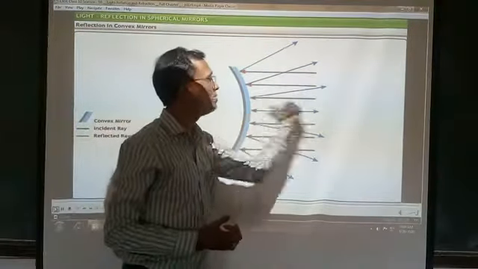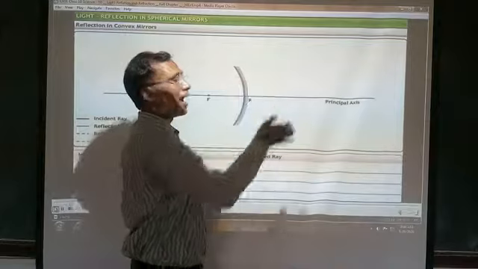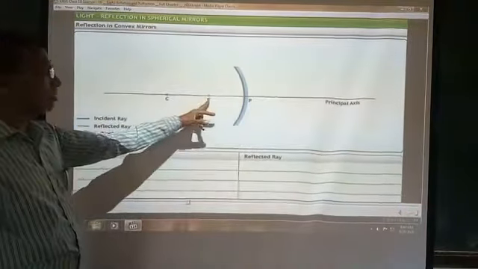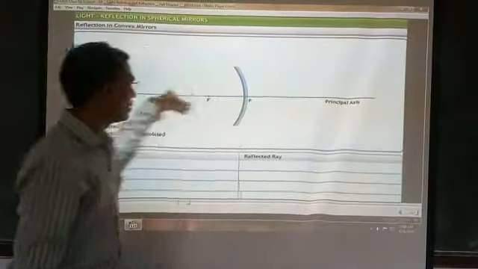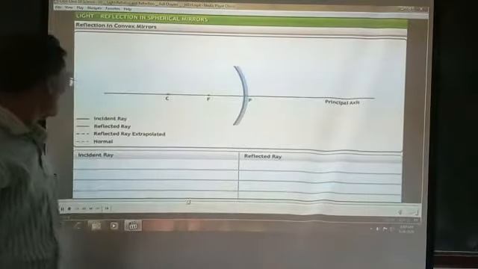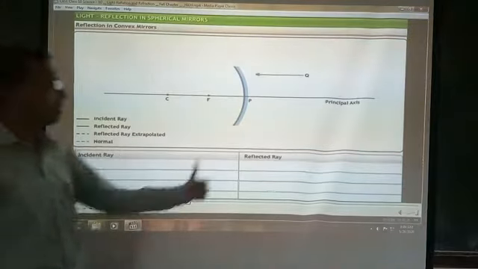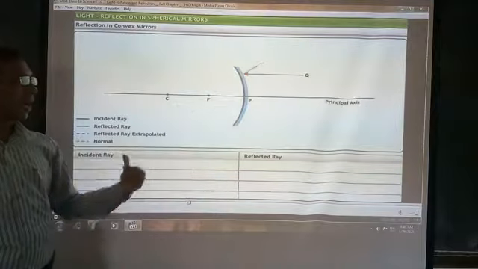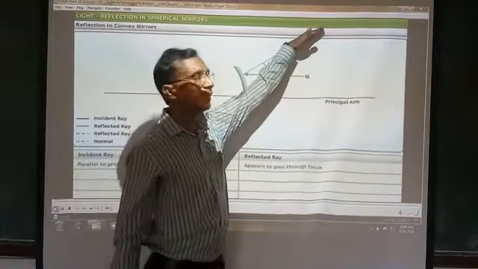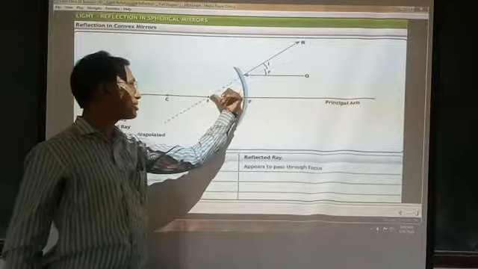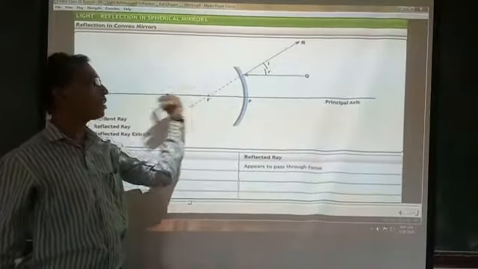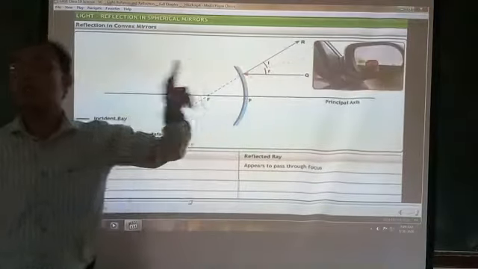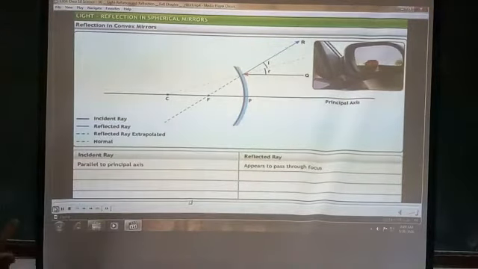All these are the incident rays, which are reflected back. These are the reflections of the convex mirror, showing the center of curvature, principal focus, pole, and the principal axis. First we take the incident ray parallel to the principal axis. It will be reflected back, and when extended it passes through the principal focus, F. Here the incident angle and reflected angle obey the laws of reflection.